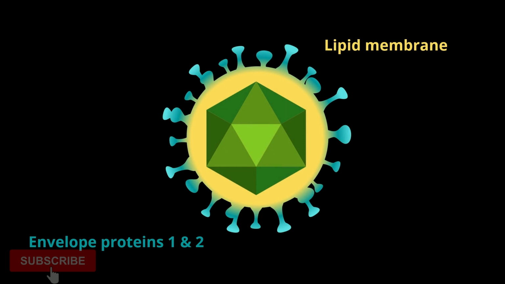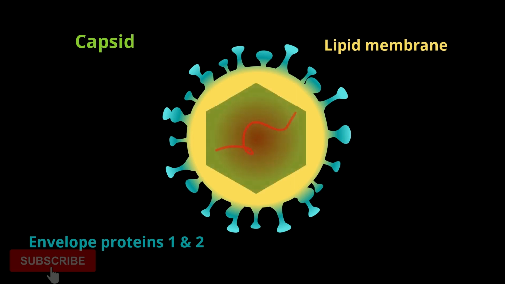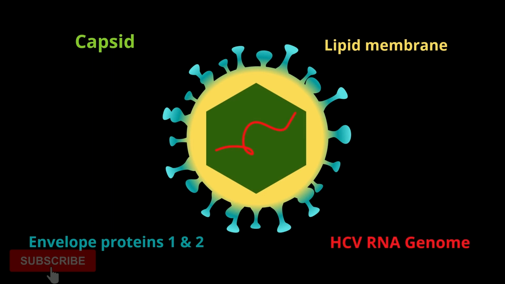Now within the viral particle, we've got a protein core which is called the capsid, and this protein core actually protects the genetic material of the virus, which is in the form of one long strand of RNA. As is apparent in this slide, the genome of the HCV is protected within this capsid core.